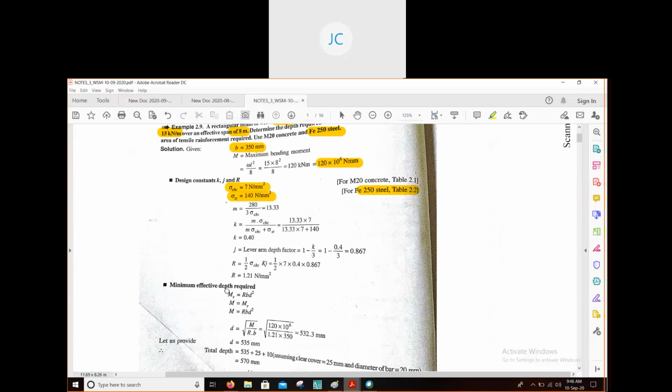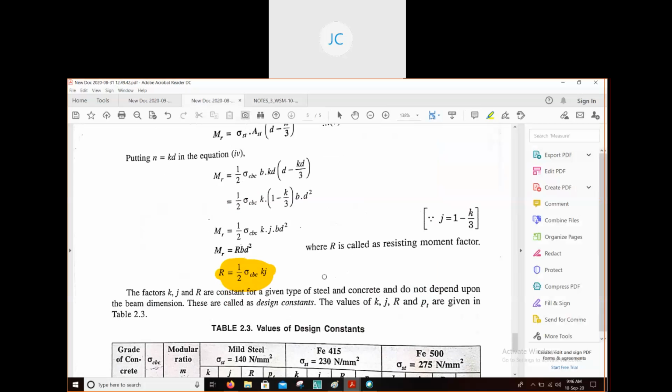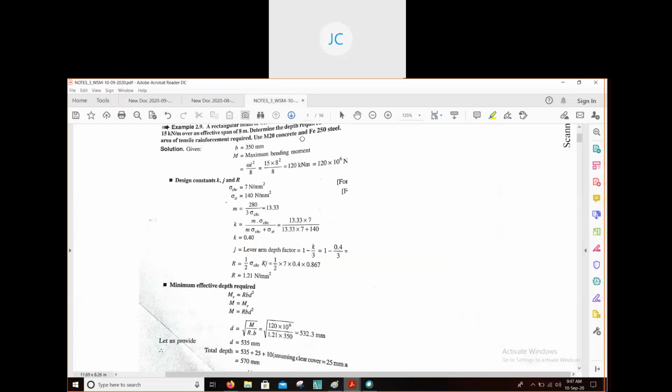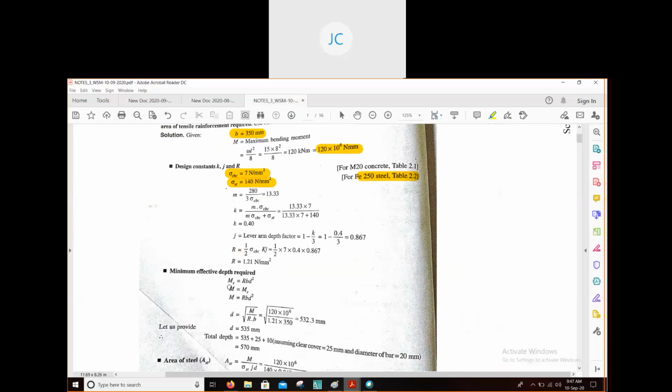We know that moment of resistance equal to RBD square. All of you know that RBD square is the formula of moment of resistance. And also we know that moment of resistance is nothing but the maximum bending moment. So maximum bending moment equal to moment of resistance. We know the value of maximum bending moment, which we have already calculated, 120 into 10 to the power 6.